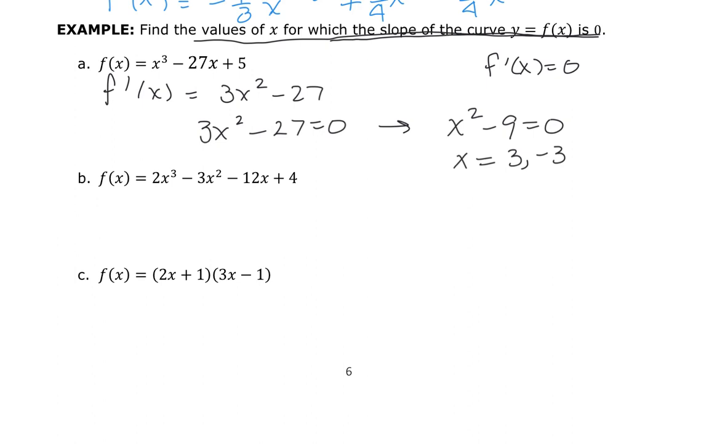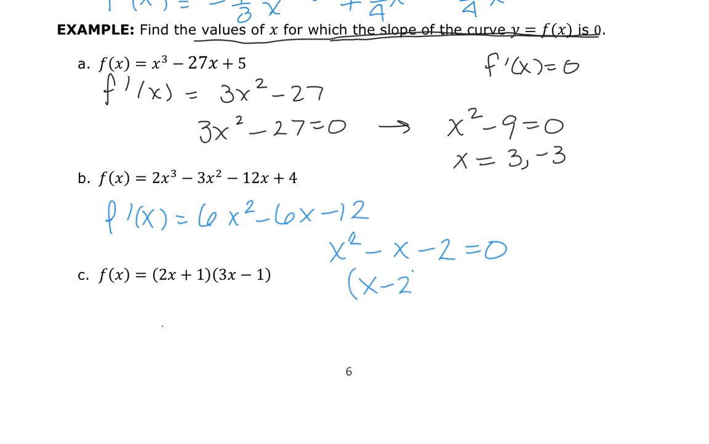Let's take a look at the next one. f prime of x is equal to 6x squared minus 6x minus 12. So we're going to set this equal to 0, and I'm going to divide by 6. So I'm going to have x squared minus x minus 2 is equal to 0. So I set it to 0, and I divide everything by 6. x minus 2, x plus 1 is equal to 0. That means x is 2 or negative 1. This is a turning point or a horizontal slide. It's a max or a min, and the same with negative 1.